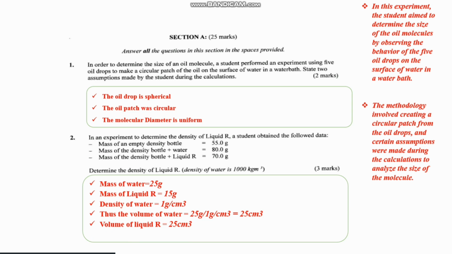This means that the volume of liquid R is 25 cubic centimeters, and its density is calculated by mass divided by volume, which is 15 grams divided by 25 cubic centimeters, and is found to be 0.6 grams per cubic centimeter, or we can multiply by 1,000 to get 600 kilograms per cubic meter.